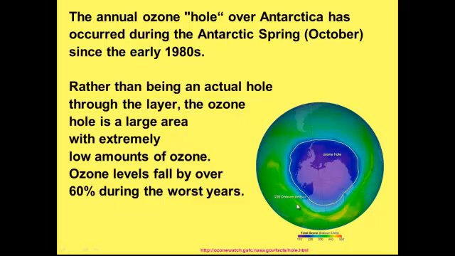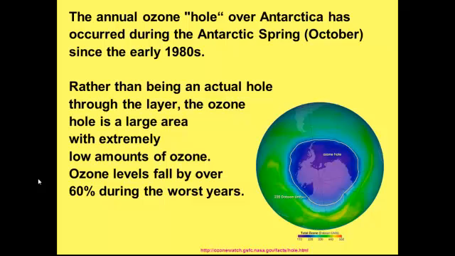So if you look at what was happening, our ozone was being depleted in this layer above the planet, and it seemed to appear bigger at different times and decrease at other times. Not an actual hole, it's just that the layer is getting thinner and thinner. And in the worst years, we were seeing a depletion of 60% of the ozone that was there.